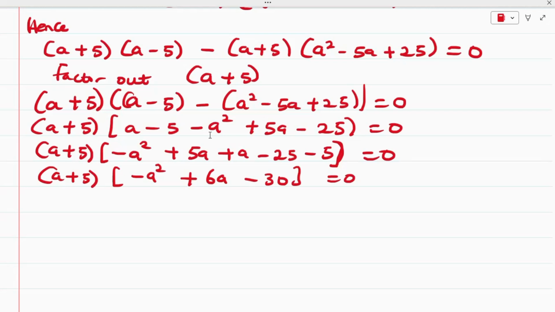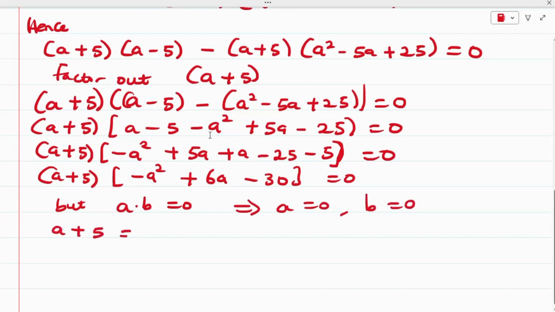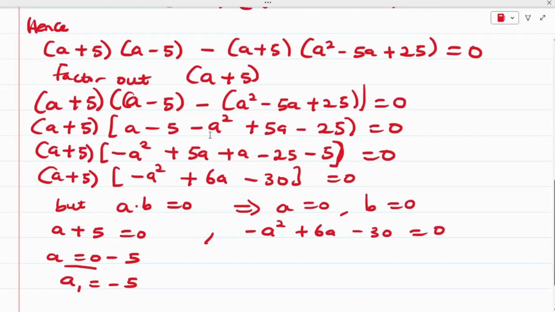So from here, we want to know that if we have a multiply b equals to 0, this implies that a is equal to 0 or b is equal to 0. So applying this, we have a plus 5 equals to 0, and we have minus a square plus 6a minus 30 is equal to 0. So for this, we have a is equal to 0 minus 5, and a is equal to minus 5. So we are going to call this a1, and this is the real root of the solution.